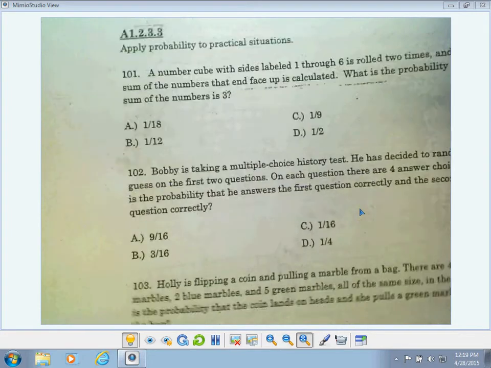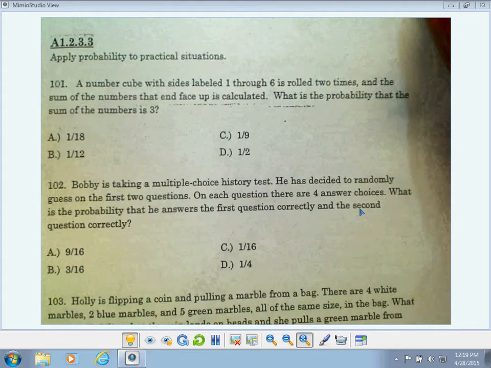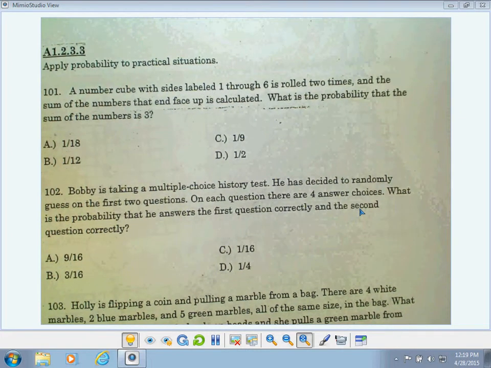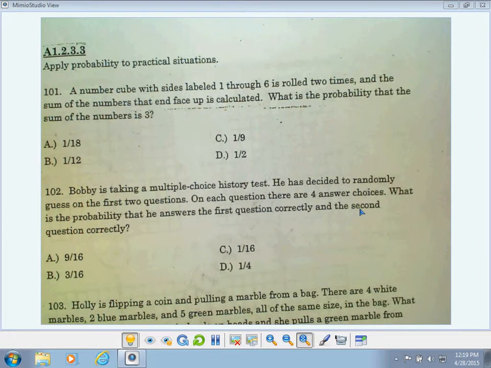So the last part of this lesson is on probability. Probability is probably one of the easier things you'll calculate on here. So it says a number cube with sides labeled 1 through 6 is rolled 2 times, and the sum of the numbers that land face up is calculated. What's the probability the sum of the numbers is 3?